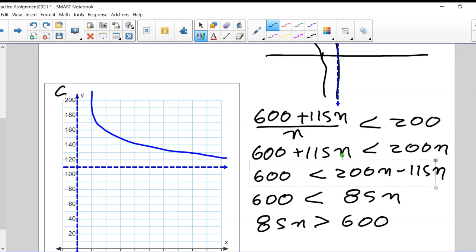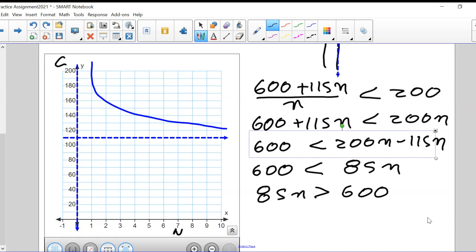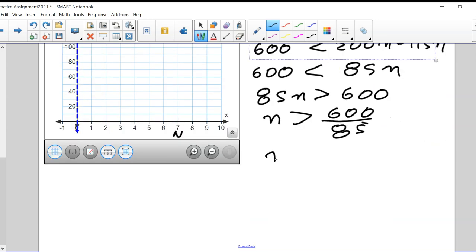That must make sense, right? It has to point towards the same thing. So that means that n must be greater than, but not equal to, by the way, 600 over 85, whatever that is, right? And you all have calculators. Please help me out. My calculator isn't close by. What does this mean that n has to be greater than?